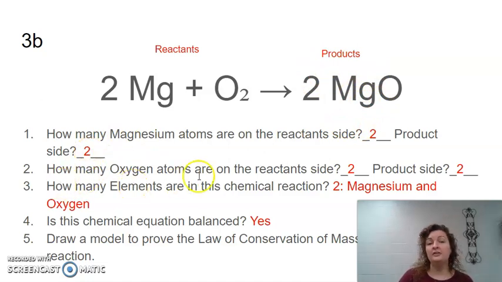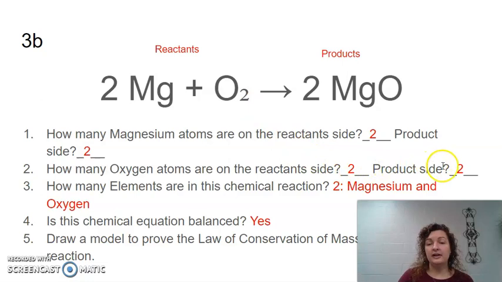And it says how many oxygen atoms are on the reactant side. Well, here's my reactant side. Here's oxygen. Now I do have a subscript of 2, but there's nothing in front of oxygen. Again, that's an understood 1. Okay, we don't really have to write the ones. That's just understood. So 1 times 2 is going to give you 2. So I have 2 oxygen.